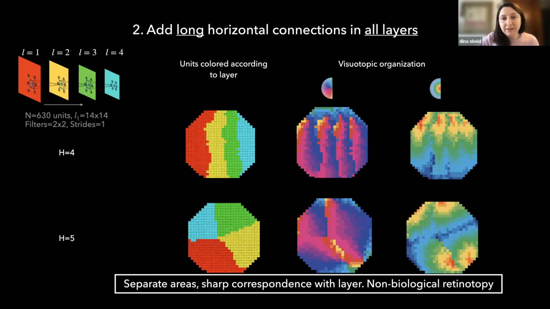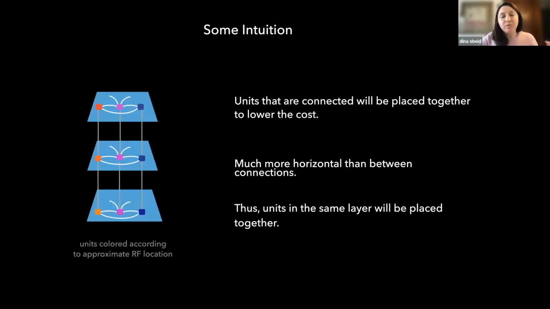So let me give you some intuition, as much as I can. As I tried to explain, the cost is summed over all possible pairs of connections in the network. So the more lateral connections you have, the higher the cost associated with separating a unit from the units connected to it by lateral connections. So the more lateral connections you have, in order to lower the cost, you have to bring those units together.